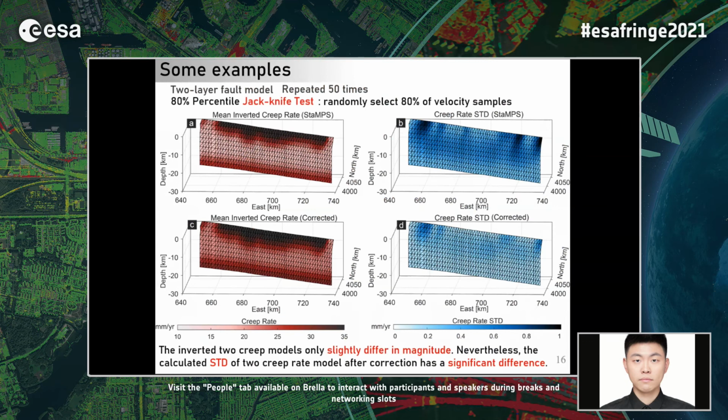We also conduct a jackknife test to invert the creep rate model. We use the two results as constraints. In this test, we used a two-layer fault model. The jackknife test is repeated 50 times. In each test, we randomly select 80% of velocity samples. We calculate the mean inverted creep rate and the creep rate standard deviation. The two inverted creep models only slightly differ in magnitude. Nevertheless, the calculated standard deviation of the creep rate model after correction has a significant difference. Thank you. The next slide.